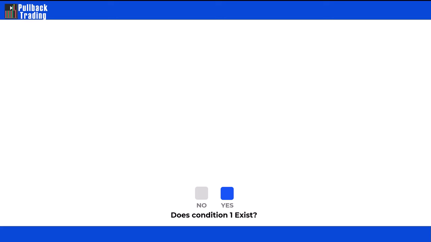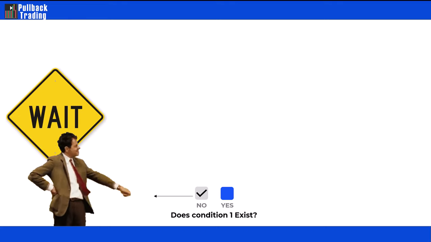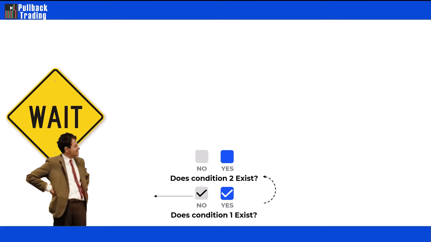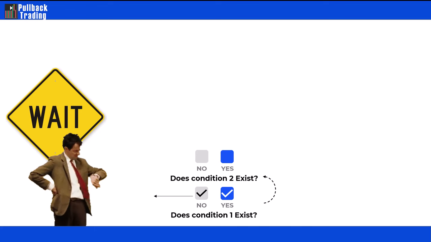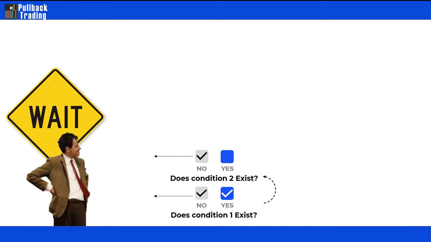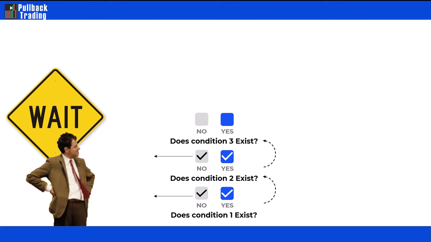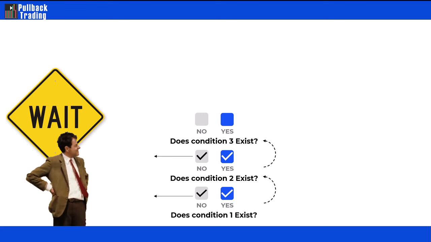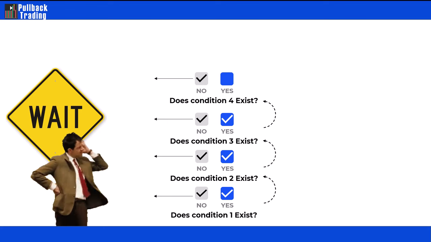But here's our procedural process. We're looking for a specific condition. If that condition does not exist while we're just sitting there watching the charts, what do we do? We wait. We just wait. If it does exist, then we go and look for condition number two. And if it doesn't exist, then we go back to waiting. Then, okay, condition one and condition two are in place. Now let's look for condition number three, and so on and so on. Okay?